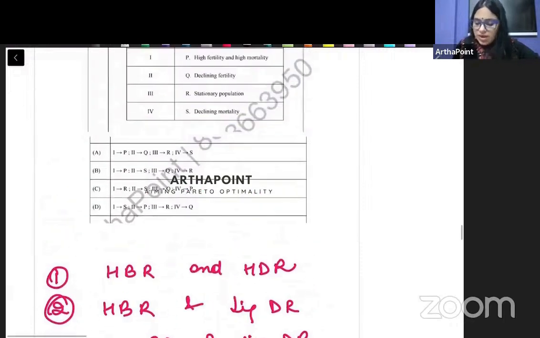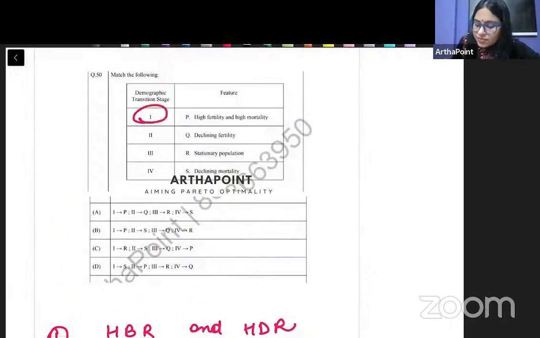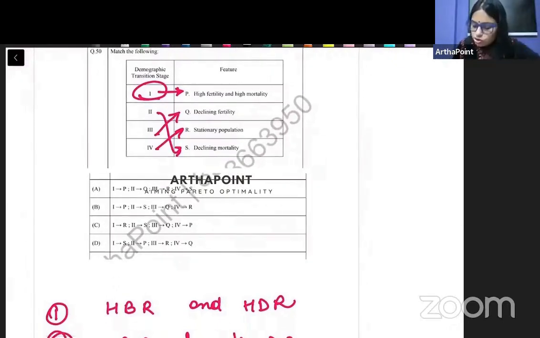Right, beta? Mark karte. Stage 1, you have high of your birth rate and death rate. That means this. Stage 2, your death rate starts to fall. That means this. Mortality मतलब death rate. Death rate गिर रहा है. Death rate starts to fall. Stage 3, your birth rate starts to fall. And stage 4, you have stationary population. Right? So the correct answer to this question should be B. Okay, beta?